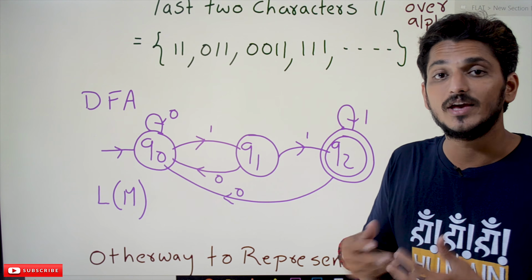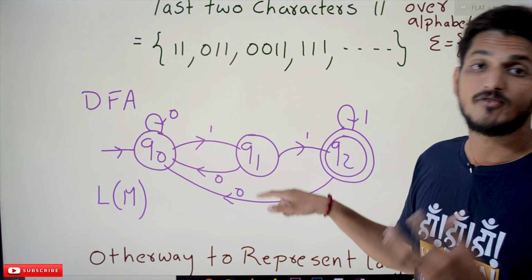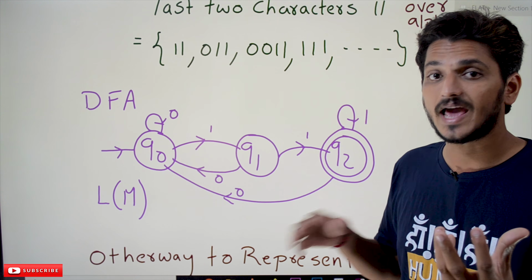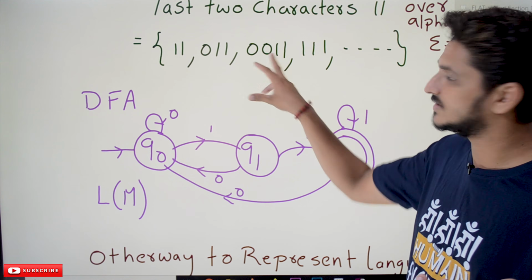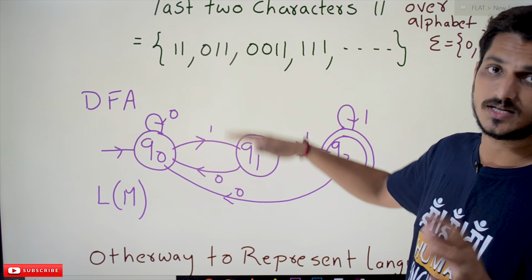This is the graphical way to represent the language. Finite automata machines are the graphical way to represent languages. This is the point you have to understand. Up to here we discussed in our last class.